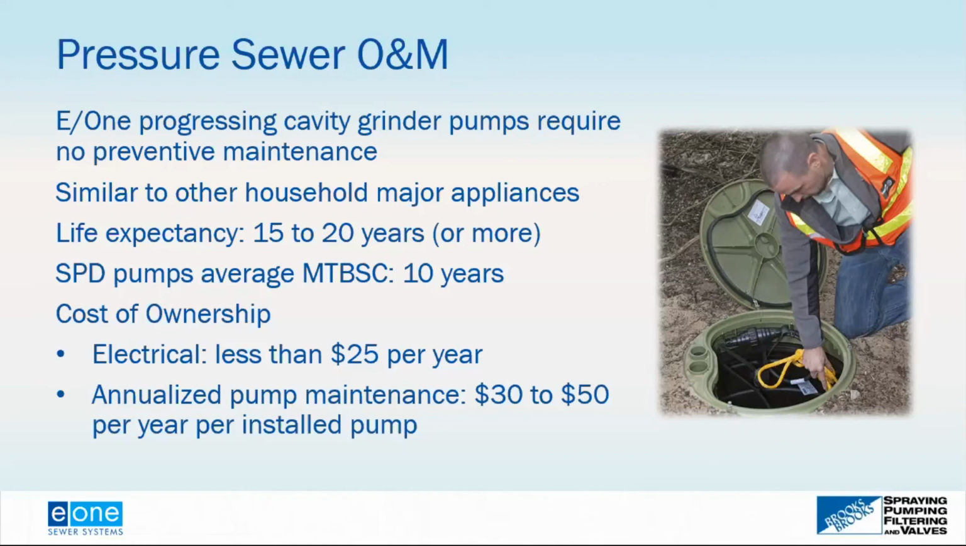With the E1 system, as I mentioned earlier, there's a life expectancy of about 15 to 20 years or more. We have some pumps out there that have been in the ground for well over 20 years. And we also find through our analysis that the semi-positive displacement pump has an average mean time between service of about 10 years. It is a mechanical piece of equipment, so there can be some things that occur before 10 years. But generally, it's all in a core.